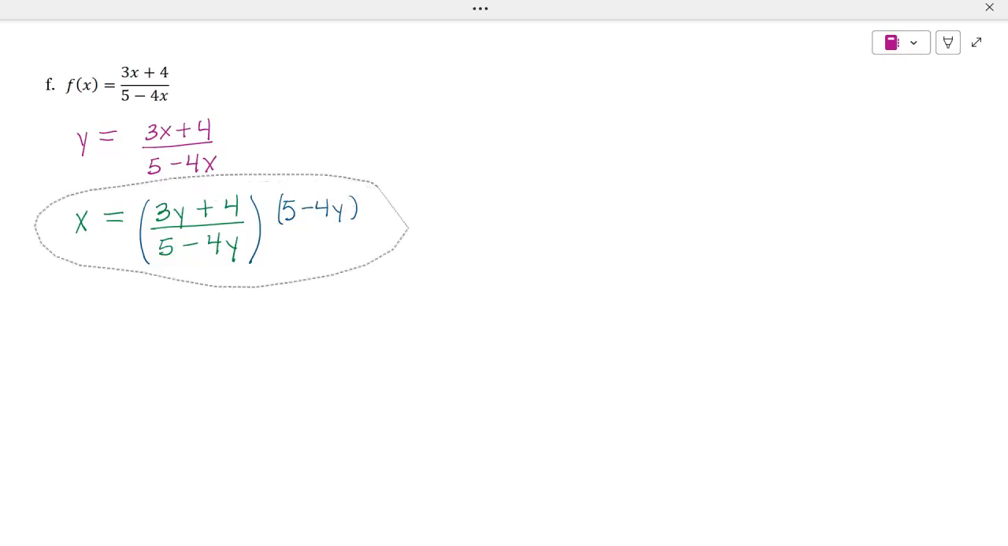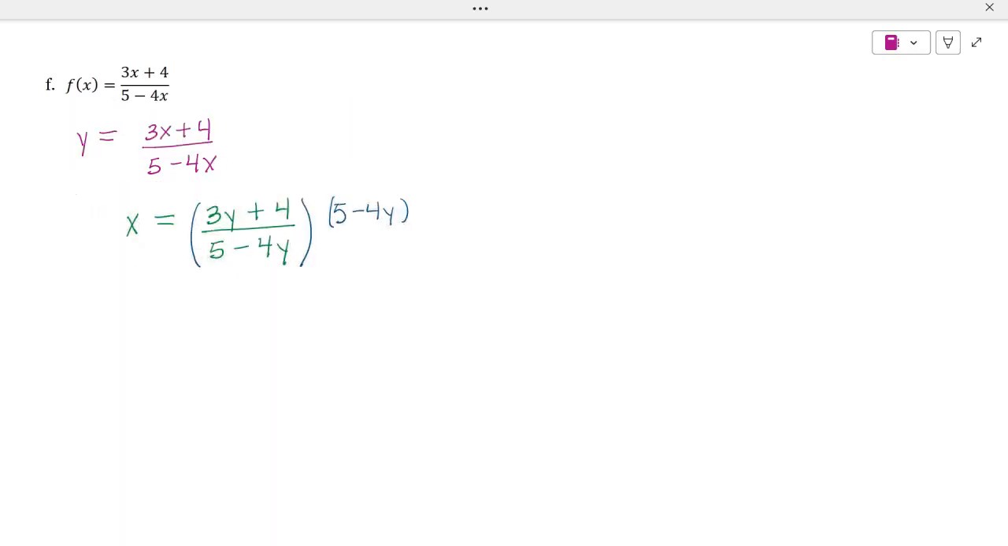Let's move this over so I have more room here. 5 minus 4y.